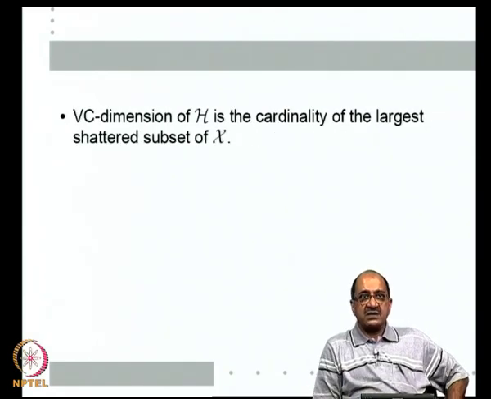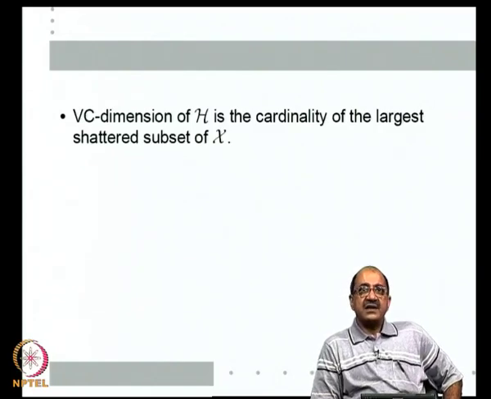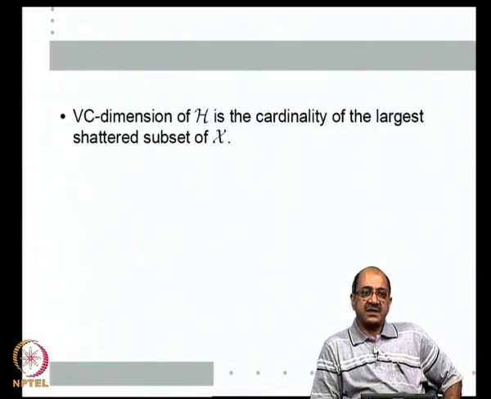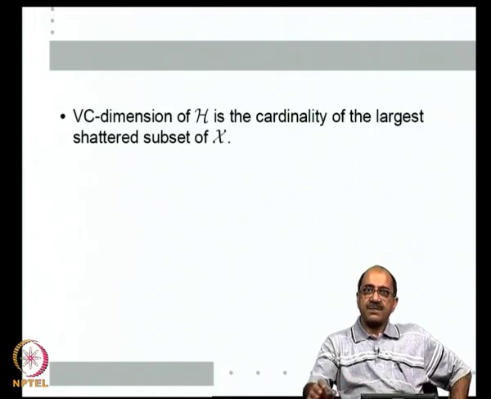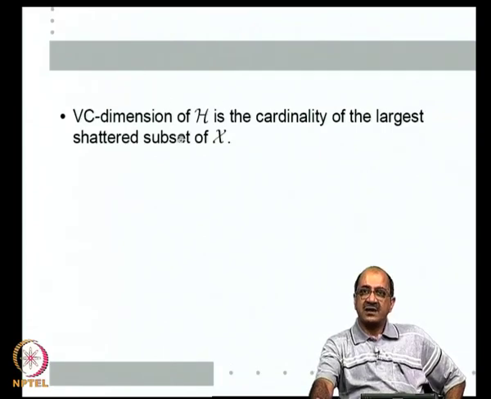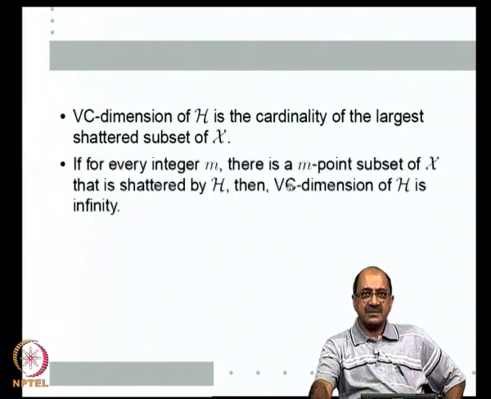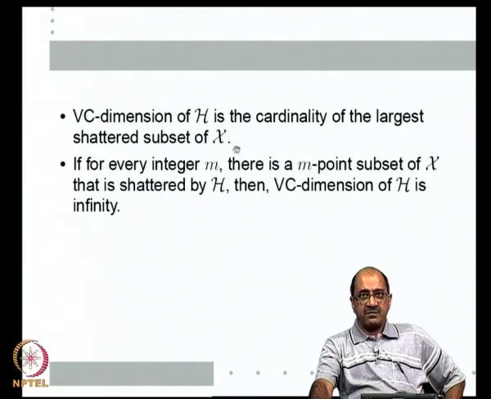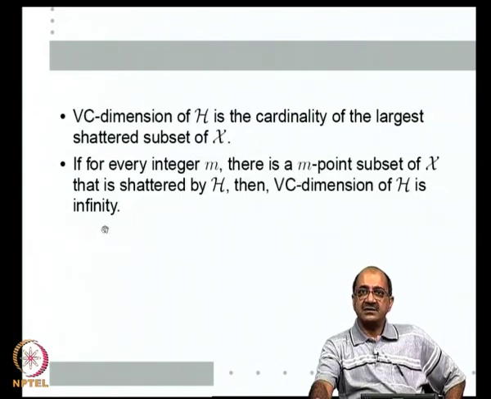As we saw in the last class, the VC dimension of H is the cardinality of the largest shattered subset of X. I will emphasize once again, shattering is a property of a subset of X and a family of classifiers. A subset of X is shattered by a family of classifiers, so whenever we say shattered, H is already understood. So VC dimension is the cardinality of the largest shattered subset of X. When we say largest, we are assuming there exists a largest. For example, if for every integer m there is an m point subset of X that is shattered, that means there is no larger subset and hence the VC dimension of H is infinity.